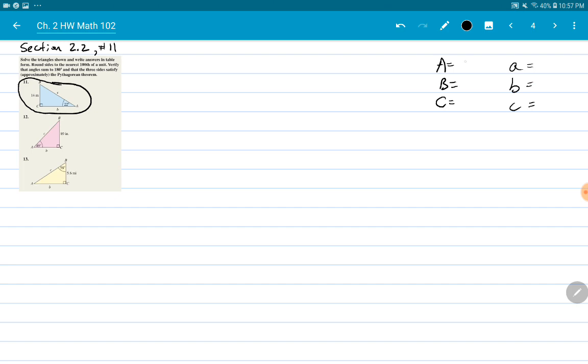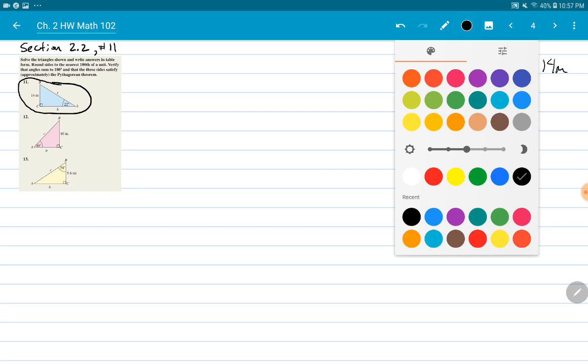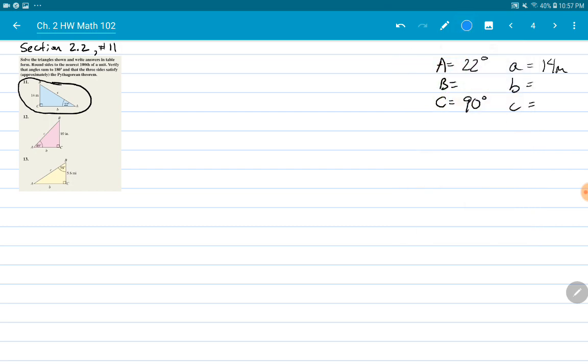I'm given that angle A is 22, that angle C is 90, and that side A is 14 meters. So I can quickly solve for angle B by recognizing that A plus B plus C equals 180 degrees. So B will be equal to 180 degrees minus A and minus C, which is 180 minus 90 minus 22, which gives me that B is 68 degrees.